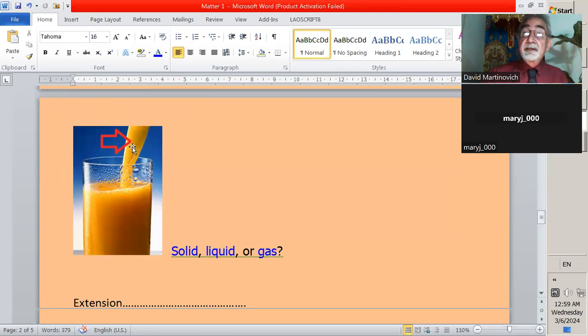And raise your hand if you like to drink this. We all like to drink it. We agree 100%. Orange juice is delicious. Solid, liquid, or gas? How about Leo? Correct.